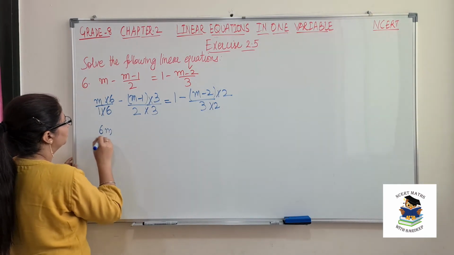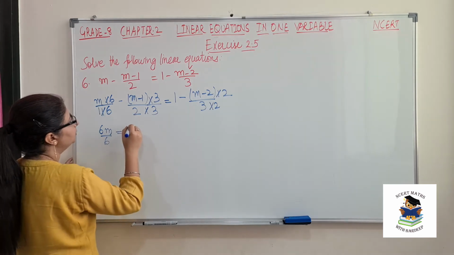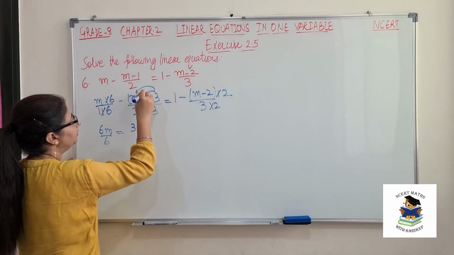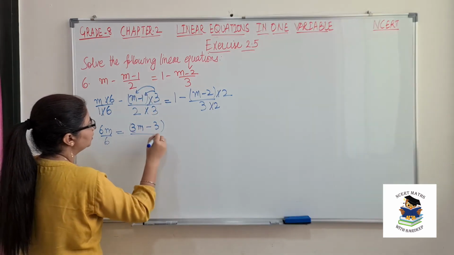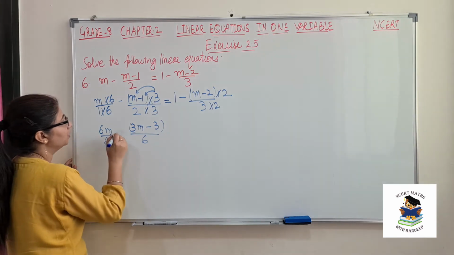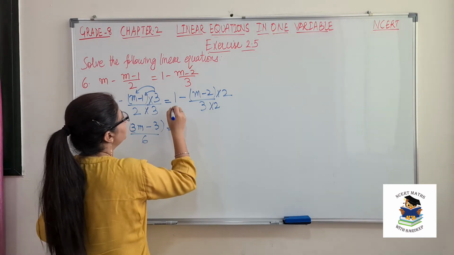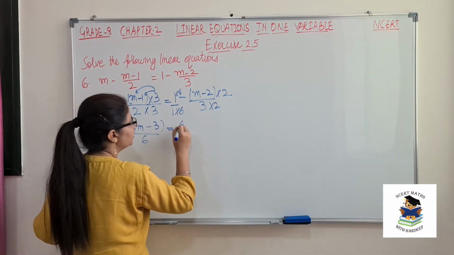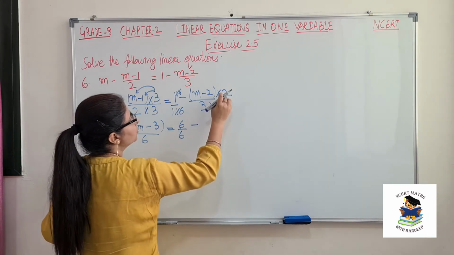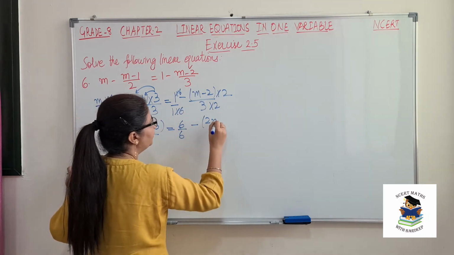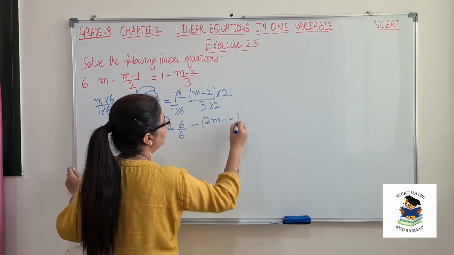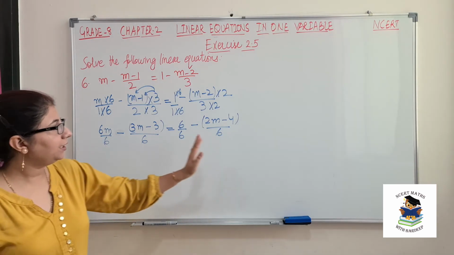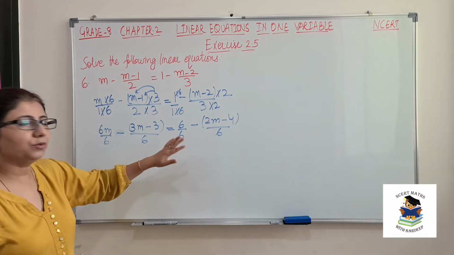This is 6m over 6 is equal to, this is 3m. We will multiply like this. Minus 3 over 6. This is minus, sorry. Equals to, this I have not done, so this should also be multiplied with 6. So this is 6 over 6 minus. So now this 2 should be multiplied with m and 2 with 2. So 4 over 6. Okay. So after this step, again each term has the same denominator, so we can ignore this.